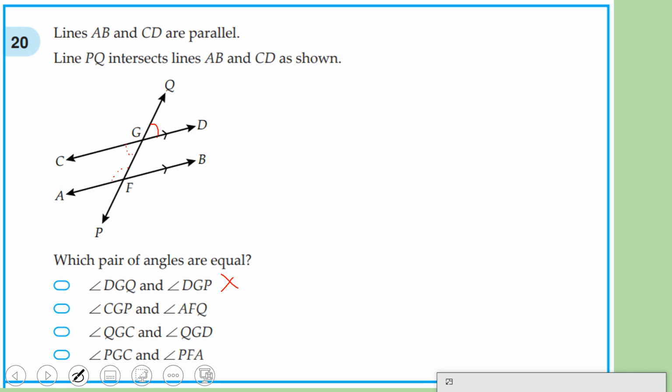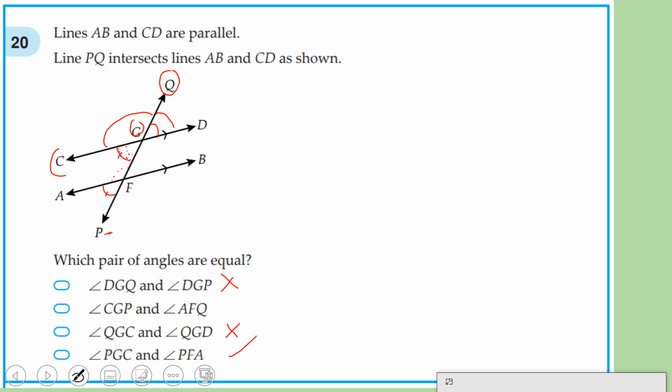I'm going to move over to the third one, QGC. So QGC, so that fraction, that one there, and QGD, so that one there. So definitely not that one. And if we go PGC, which makes that one there, that's a little line there, and PFA, okay, we finally got it.